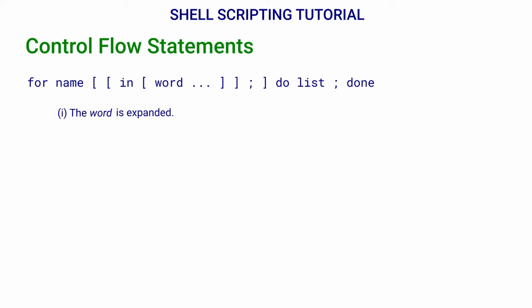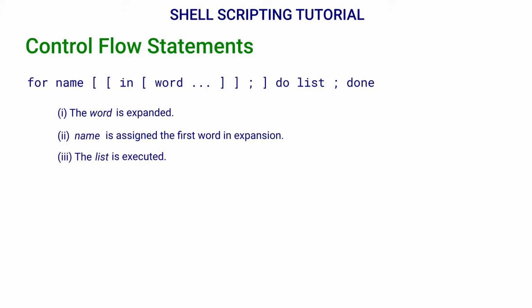First, the word is expanded. The name is assigned to the first word in the expansion and the list is executed. This is repeated for all the remaining words in the expansion and the loop terminates. The return status is the exit status of the last command executed. Let's look at an example.